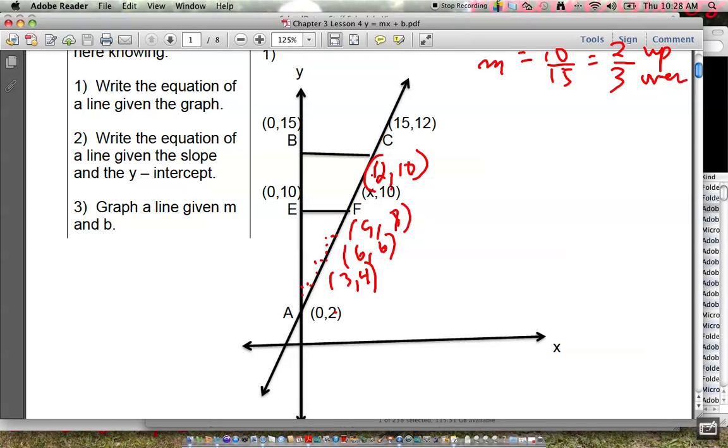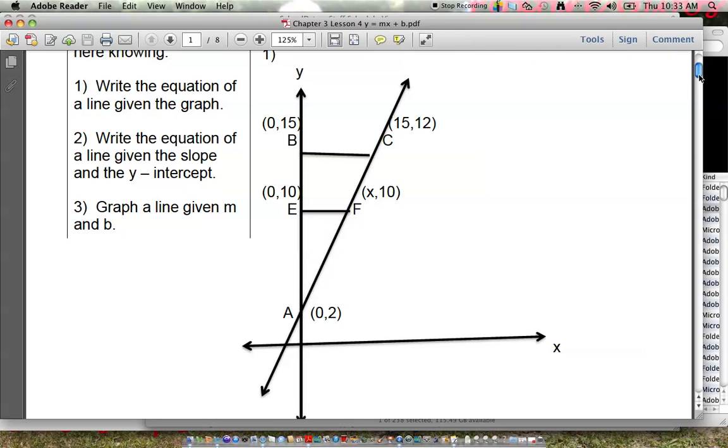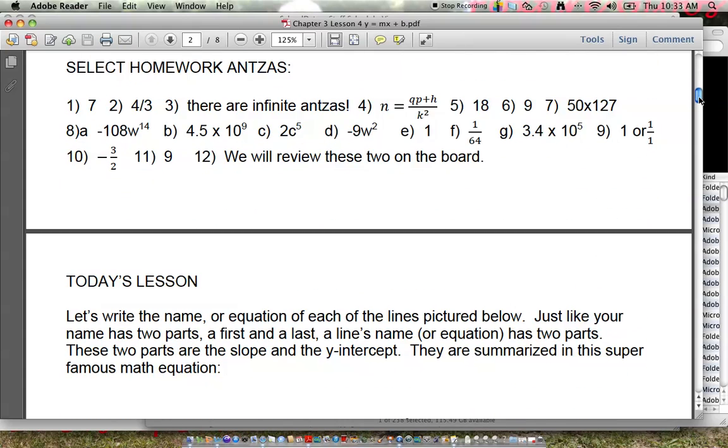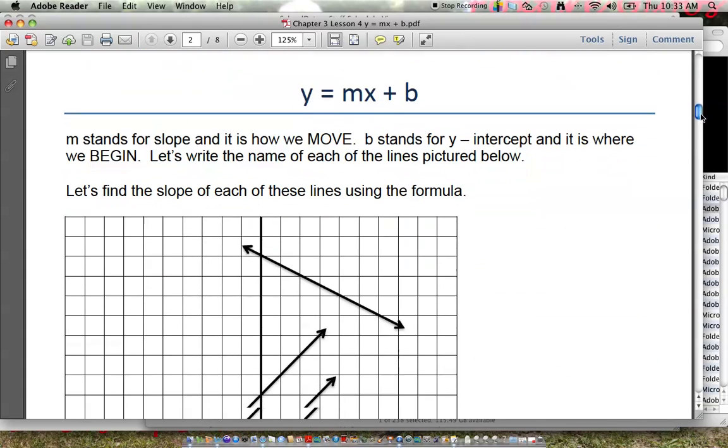Okay? All right, so now we get to the next level. And the last couple of days, we've been trying to find slopes by looking at them. Now what we're going to do is actually graph a line. Now, when it comes to graphing this line, there needs to be what you call a template.